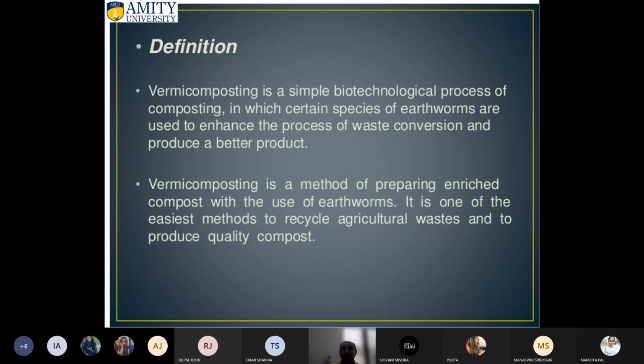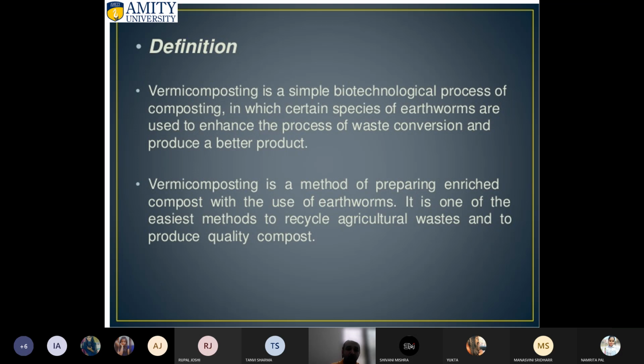Worms need a moist environment, a shady area, and their population increases on its own, they eat the food by themselves, and reproduction happens. So everything is in a controlled manner and they'll take care of each and everything. So those are earthworms. That is why they've been named earthworms. And they are used to enhance the process of waste conversion and produce a better product.